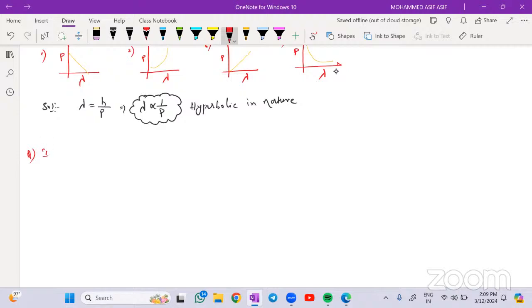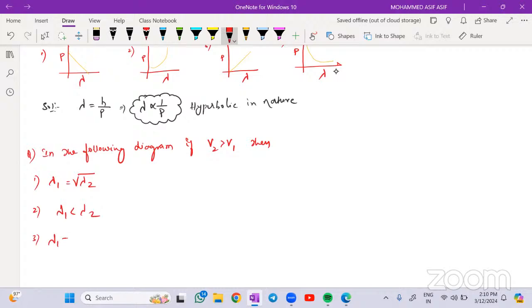नेक्स्ट वन. In the following diagram, if V2 is greater than V1, then first option is lambda 1 is equal to under root of lambda 2. Second option is lambda 1 lesser than lambda 2. Third one is lambda 1 is equal to lambda 2. Fourth one, lambda 1 is greater than lambda 2. This is a graph given for me.